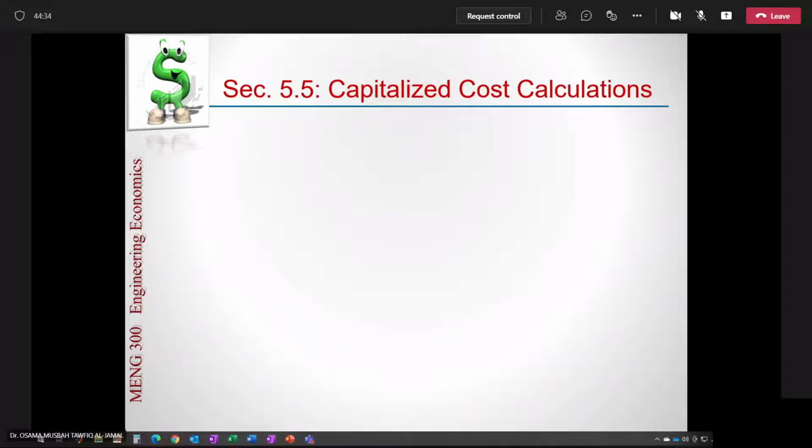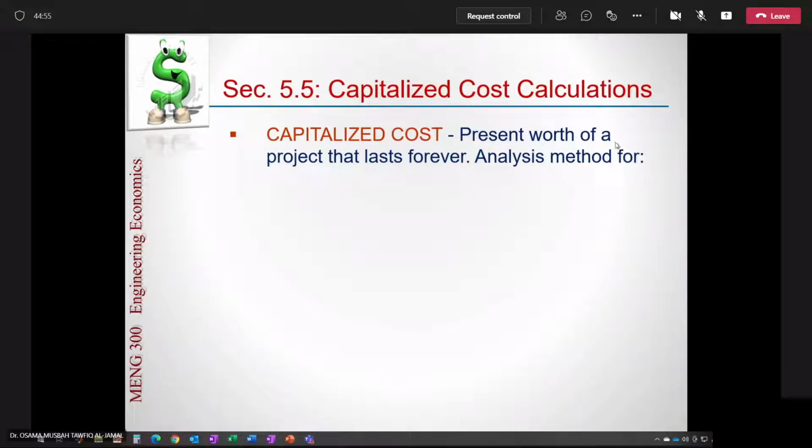The capitalized cost. Why do we put the capitalized in here? What is that capitalized cost? Actually, if you remember at the beginning, we said that capitalized cost is just the present worth for a special condition or a special case. Present worth of a project. What is that special case? That lasts forever. إلى ما لا نهاية.